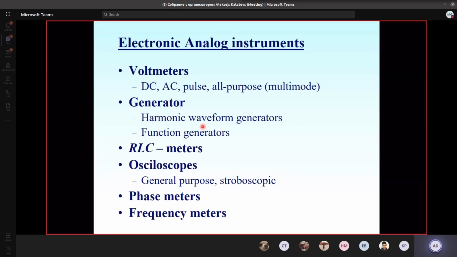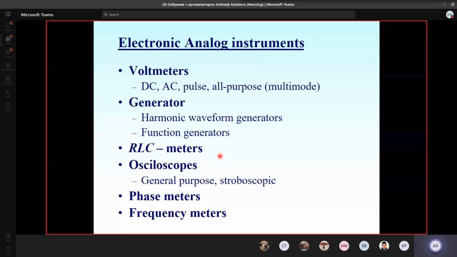Here we actually made a split into two different groups. One group is harmonic waveform generators. It may have a very high accuracy, providing the harmonic waveforms. Another example is a function generator. They may provide less accurate waveforms, but in various shapes. Usually they may provide the same harmonic waveforms, but they could provide a rectangular waveform, triangle waveforms, and so on.